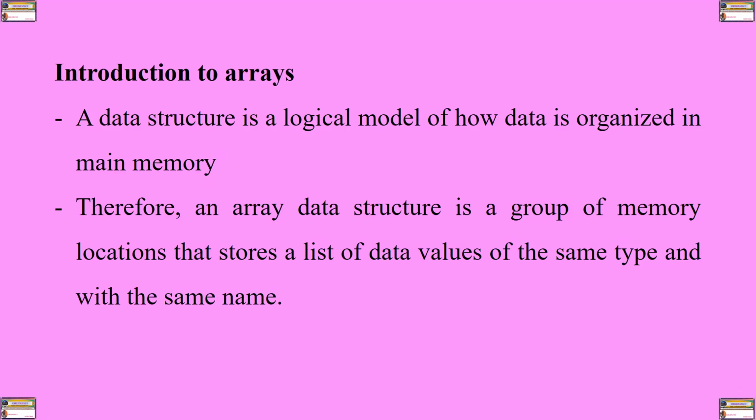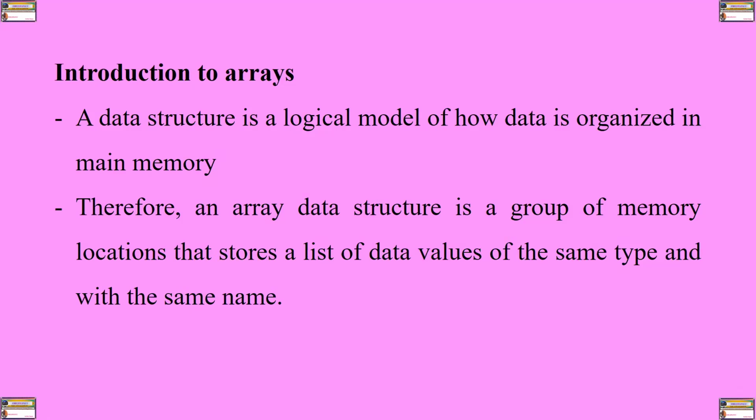This simply means that if you organize data of the same type in memory locations with the same name, that is what we call an array. And therefore, we are saying that an array is that data structure which is composed of memory locations that stores a list of data values of the same type and with the same name.